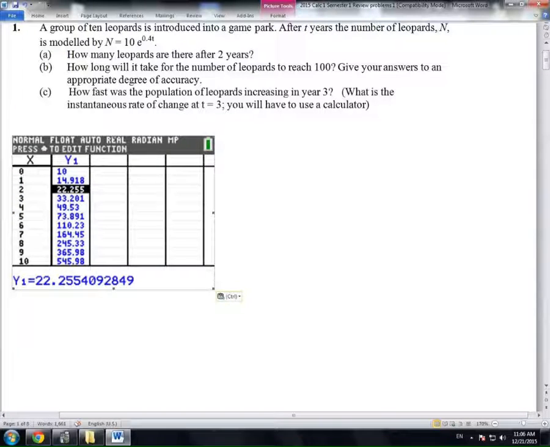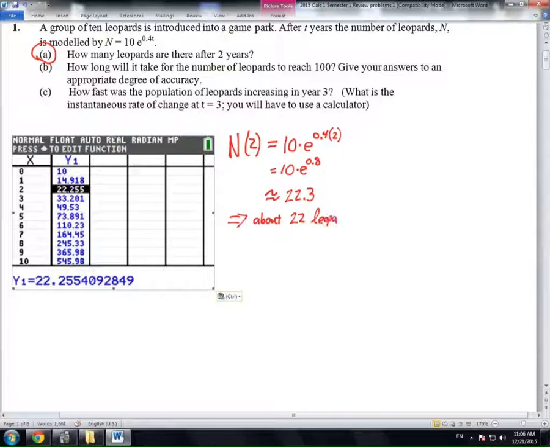So to get credit for this work, we show that we know how to use mathematical notation. We substitute 2 in for t, and we can evaluate 22.3. So it's about 22 leopards in 2 years. So we've more than doubled in 2 years, which is a very healthy growth rate.